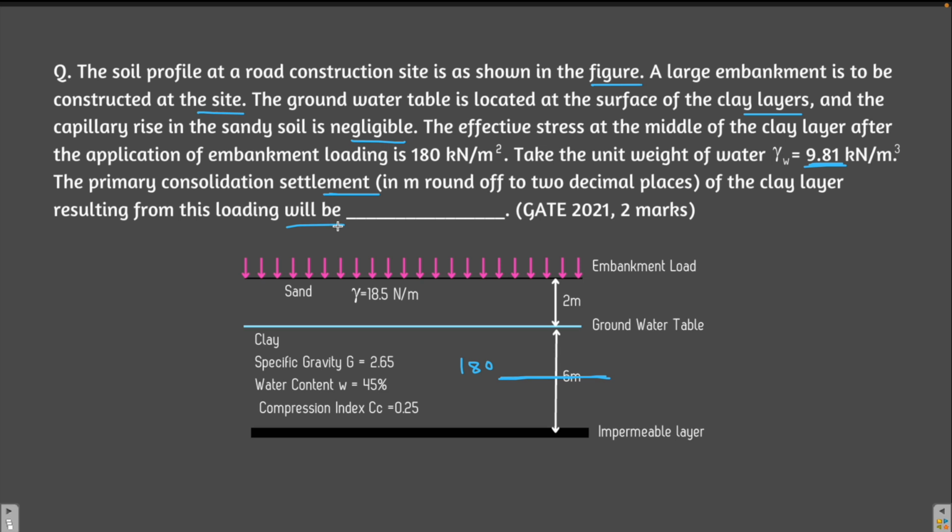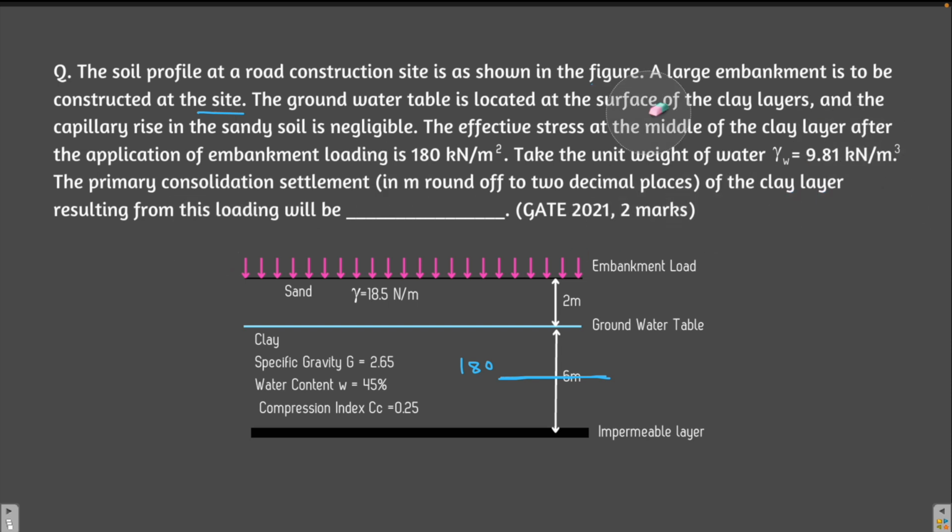This is one of the most important questions, and the question is demanding you to find out the settlement in the soil, in meters, of the clay layer. They are asking you to find the settlement of the clay layer and not the sand. So you don't have to consider the sand, you just have to consider the settlement of the clay resulting from the loading. Now how will we solve this question?